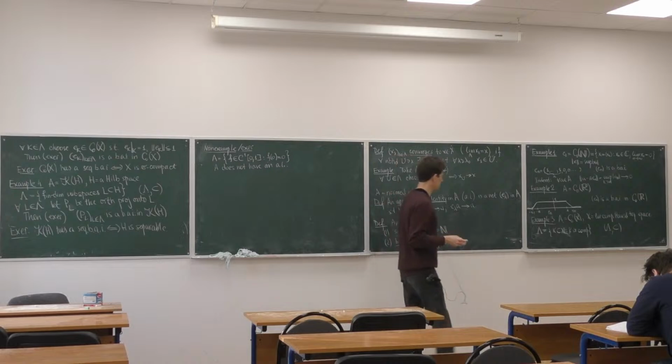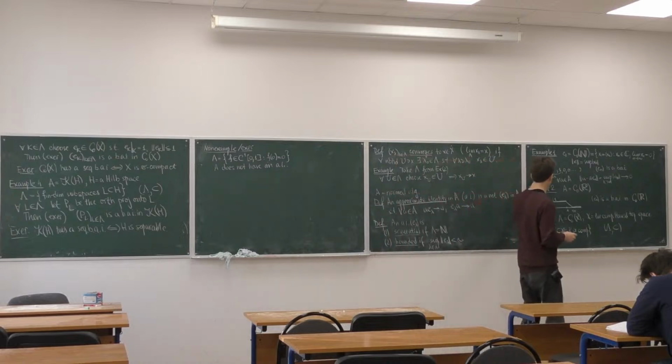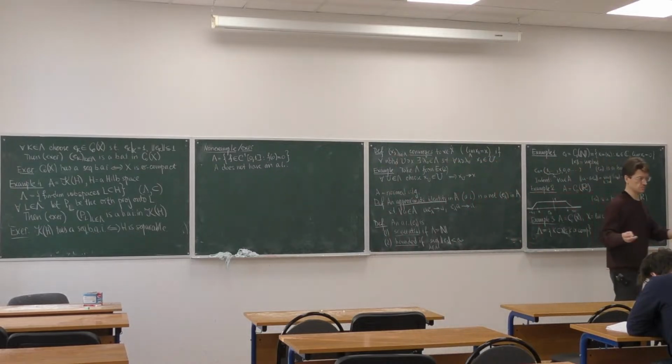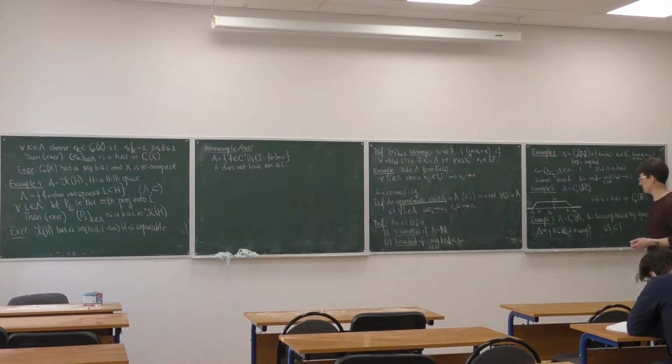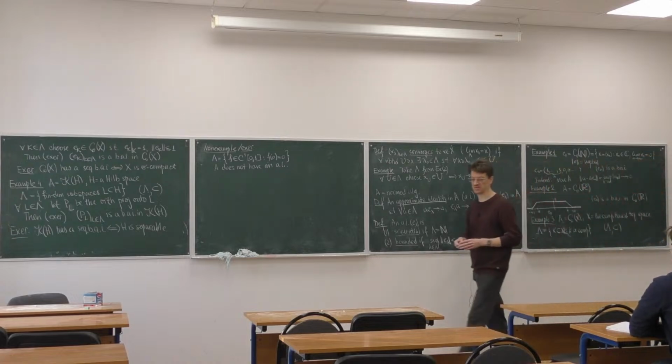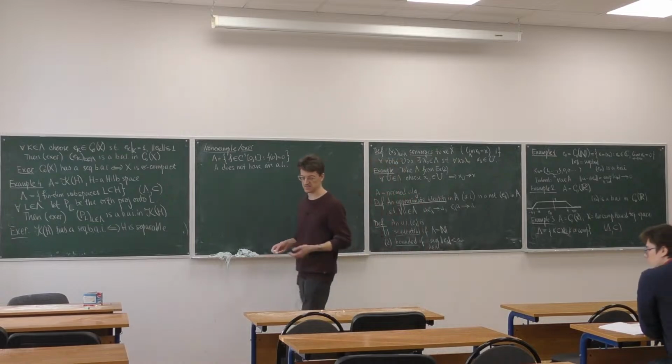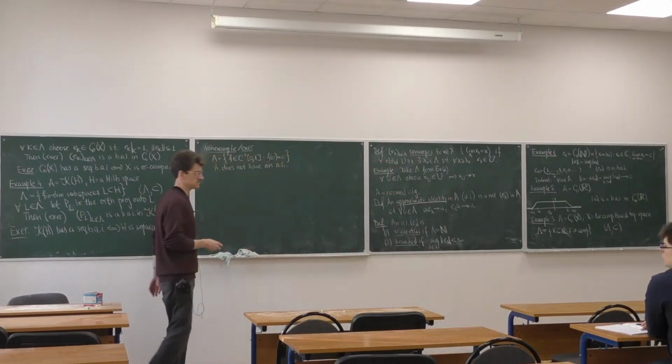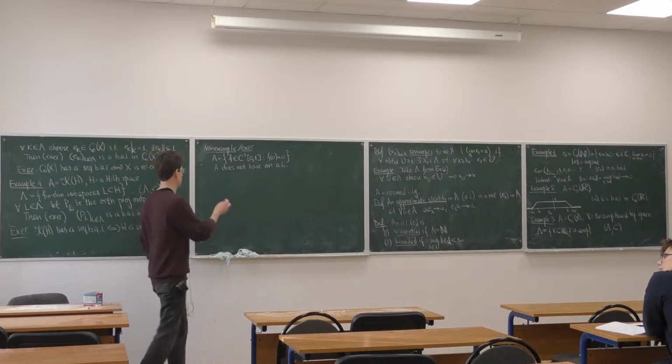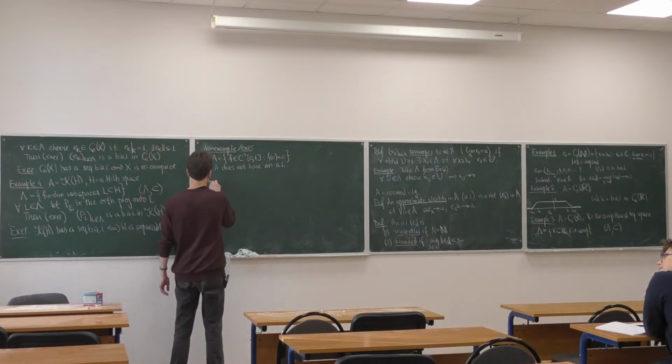Okay, on the other hand, in examples 1, 2, 3, and 4, all these algebras have bounded approximate identities, and at the same time they are C-star algebras. It turns out that every C-star algebra has a bounded approximate identity. So we have the following result.